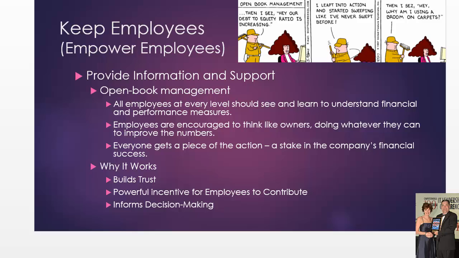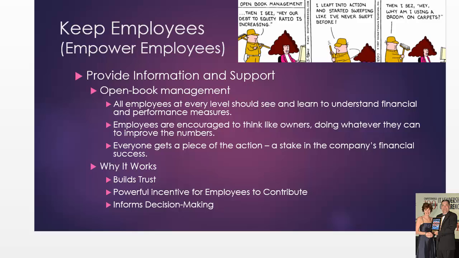The first thing we're going to talk about is this idea of providing information and support to empower employees. One idea that's out there is called open book management. You can see the three underlying premises behind open book management. This idea that all employees at every level should see, learn and understand the financial and performance measures of the company, what's being measured. They need to start thinking like owners so they can improve those numbers. And if they're successful in doing that, everybody has a piece of the action.